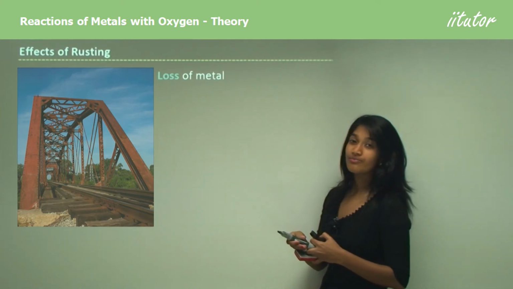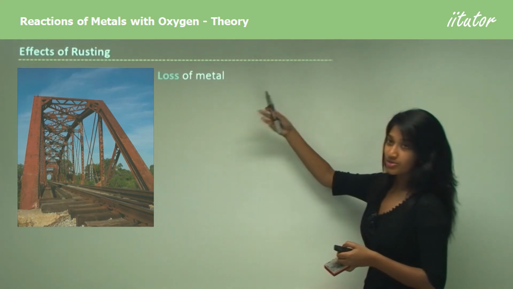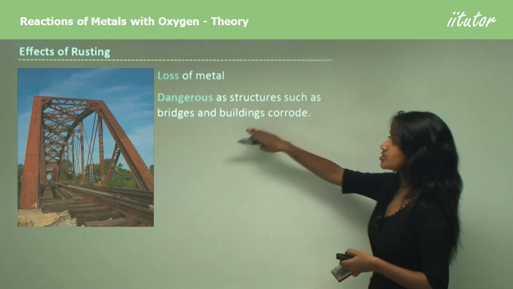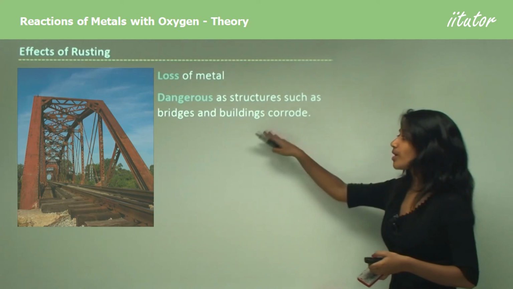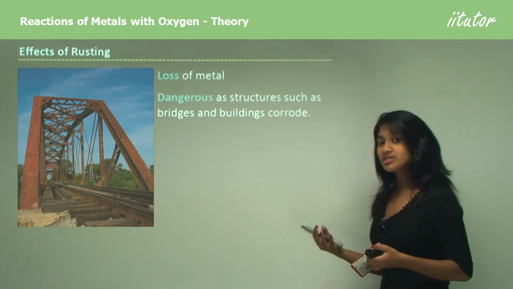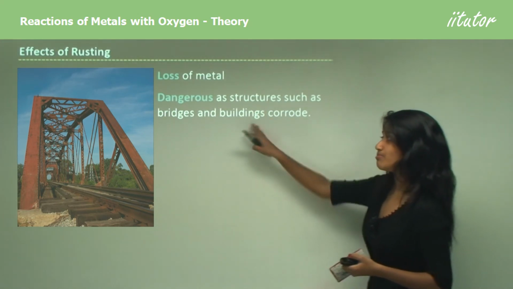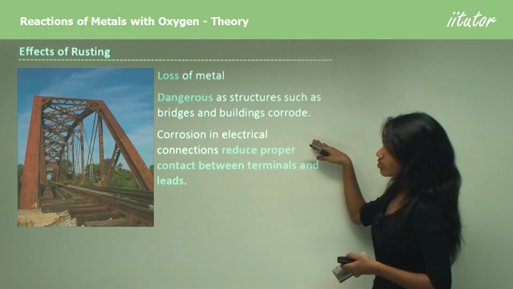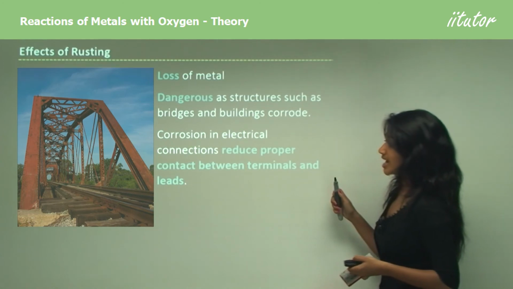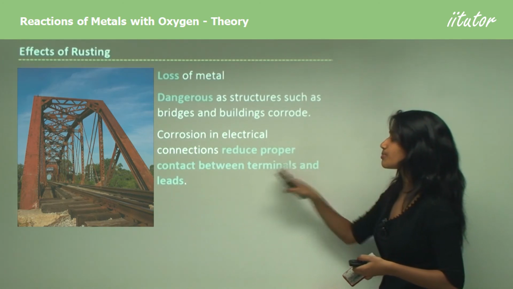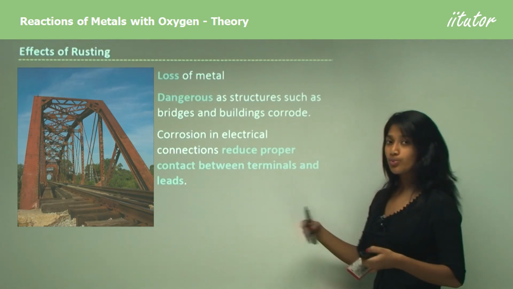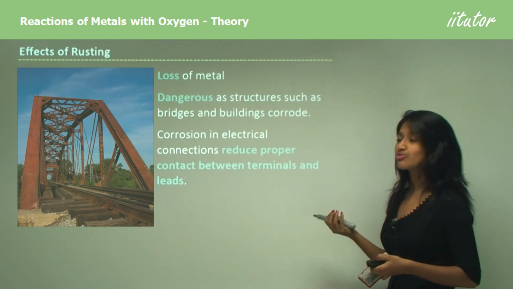Now, effects of rusting. There's a loss of metal. Also, it is dangerous as structures such as bridges and buildings corrode, because when they do, the strength of the metal decreases and metal is lost. So they could collapse. Also, the corrosion of electrical connections reduces the proper contact between the terminals and the leads, so there is poor electrical conductivity due to rusting.